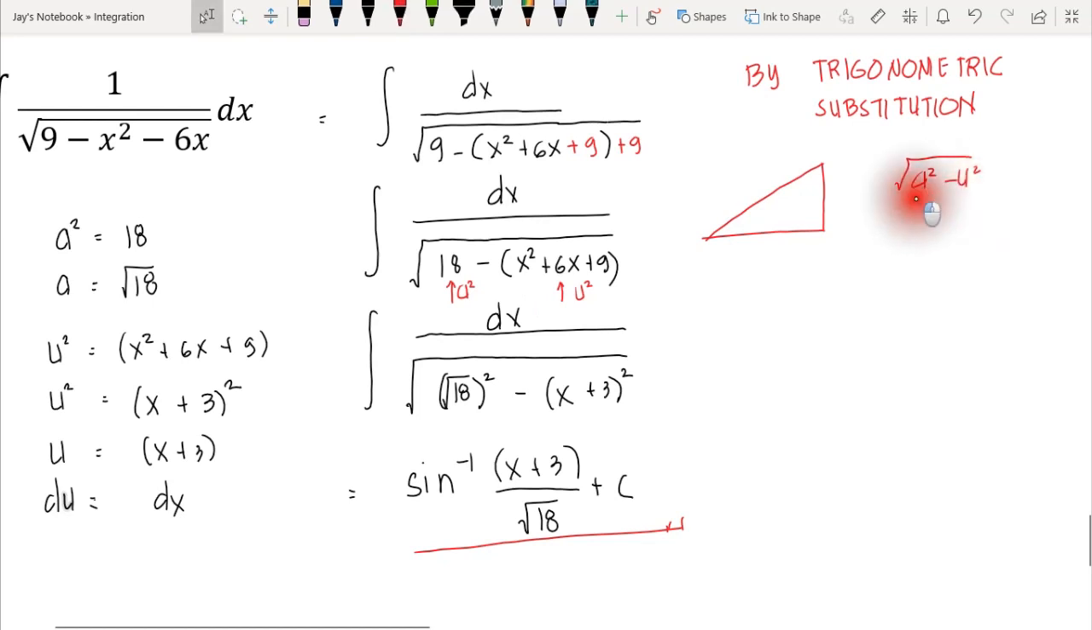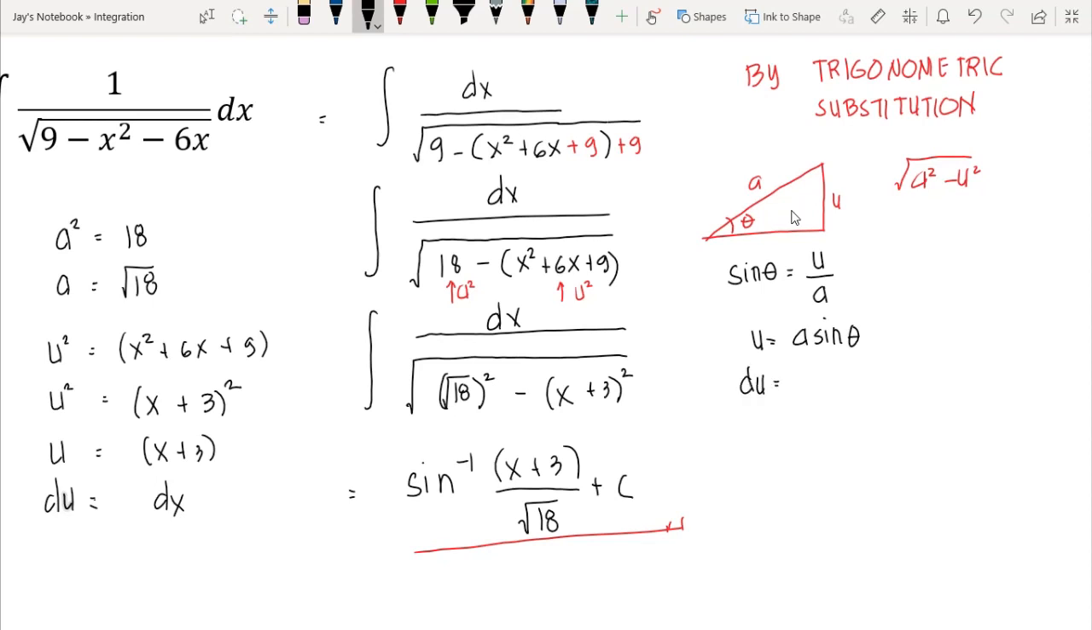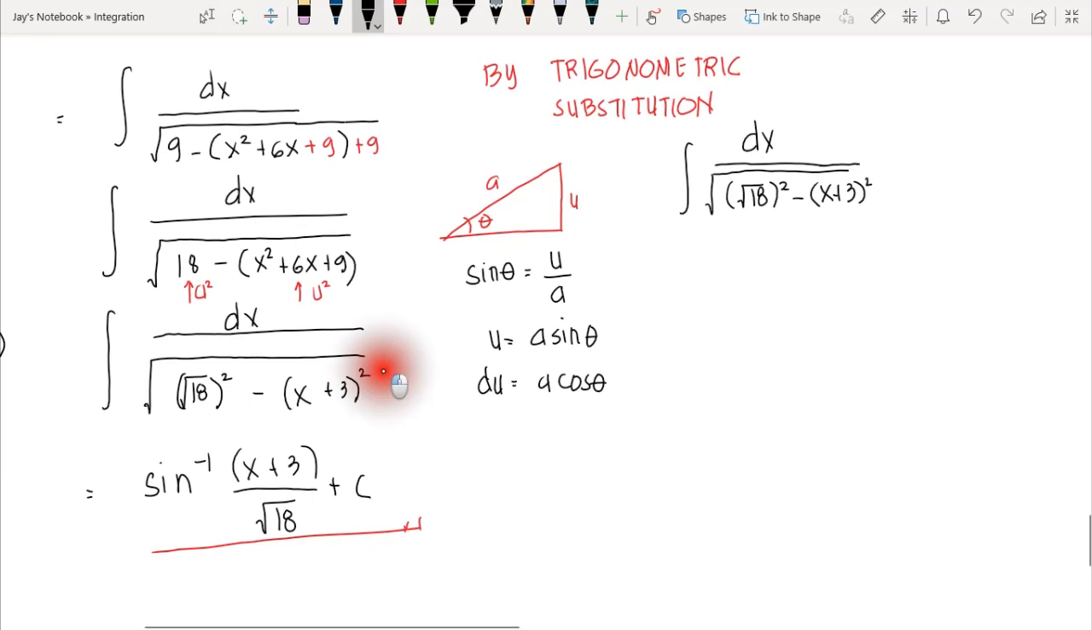Okay, the first term here is the hypotenuse, that is our a, and u here is the opposite of our angle theta. So the trigonometric identity we can use is sine of theta equals opposite, that is u, over the hypotenuse, that is a. Therefore, u is equal to a sine of theta. Correct? Now, if we take the derivative of u, we have a cosine of theta.